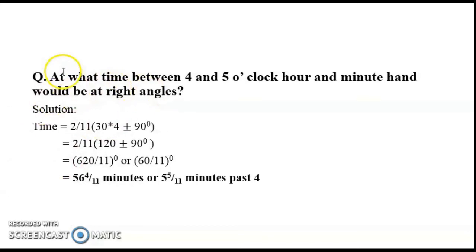Okay, now the third question. At what time between 4 and 5 o'clock would the hour and minute hand be at right angles? Right angles, so basically like this, right angles, 90 degree. This is degree.